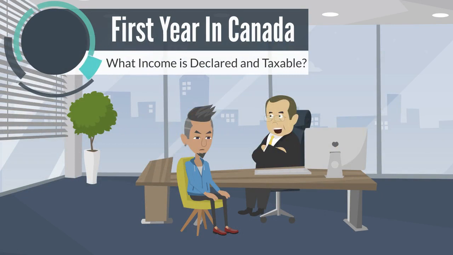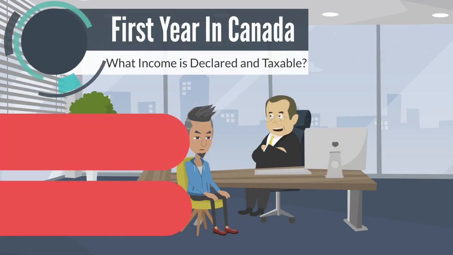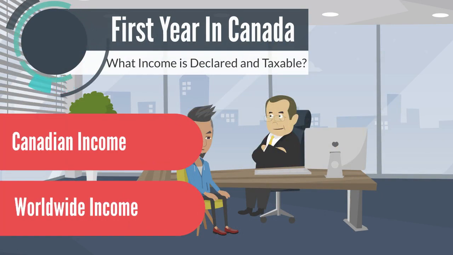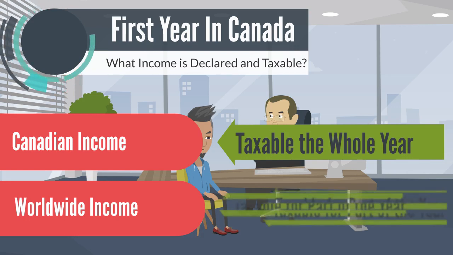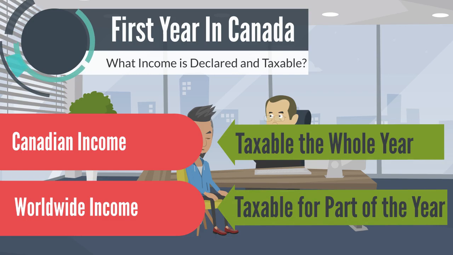When you're filing your first tax return in Canada, you must declare all of your Canadian income and worldwide income for the entire year. For the first part of the year that you're considered a non-resident, only your Canadian income will be taxable. Your worldwide income as a non-resident will not be considered taxable in Canada. For the rest of the year, when you're considered an ordinary resident for tax purposes, the Canadian income you earn during that time, as well as the worldwide income during that time, are both now considered taxable income.